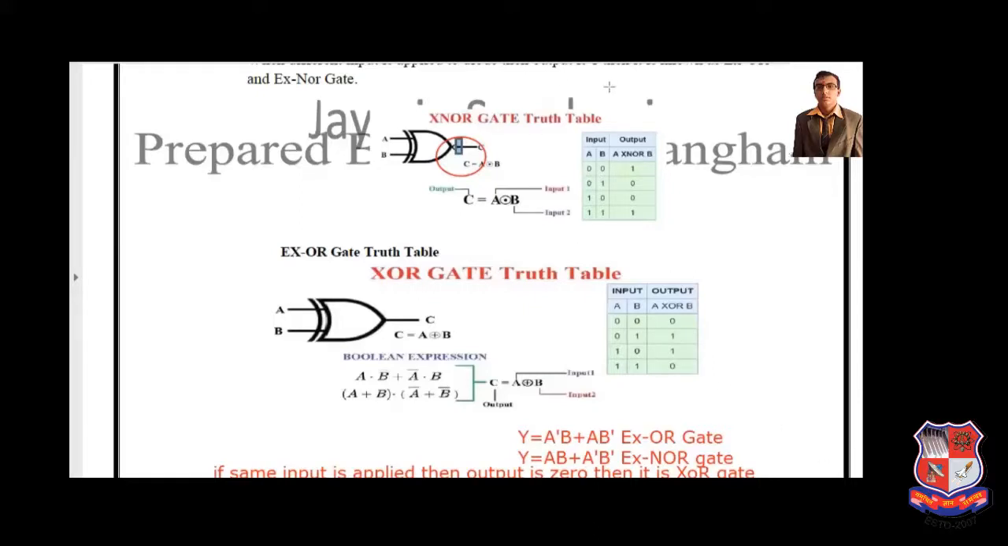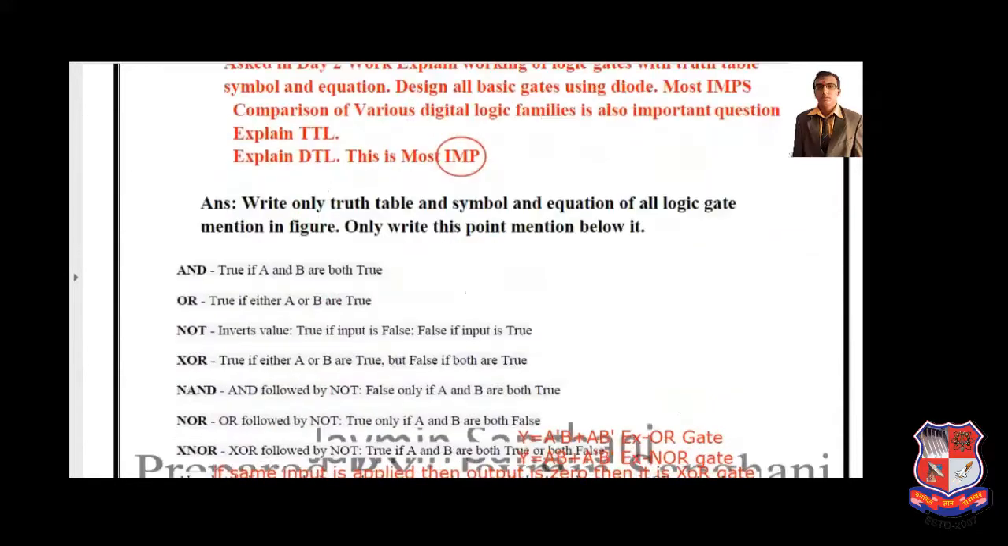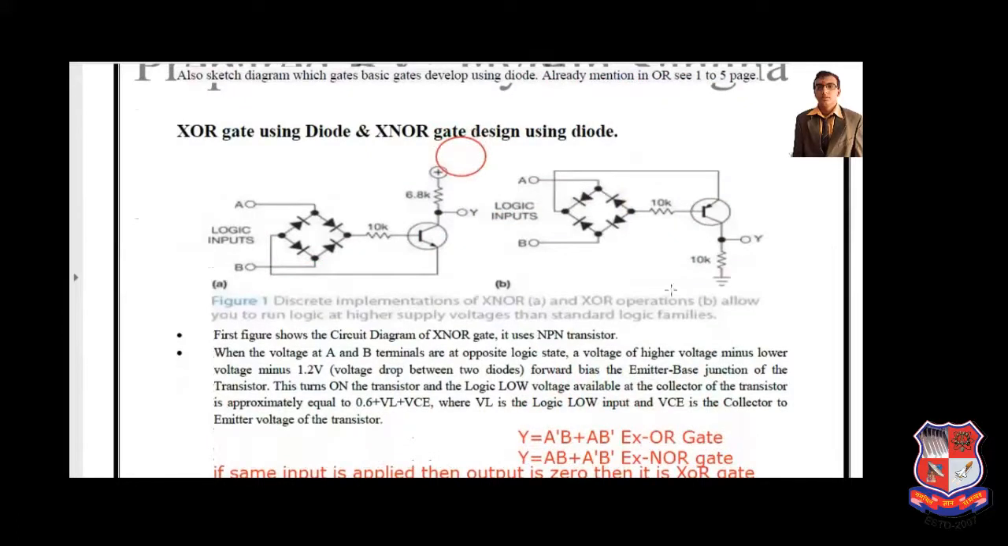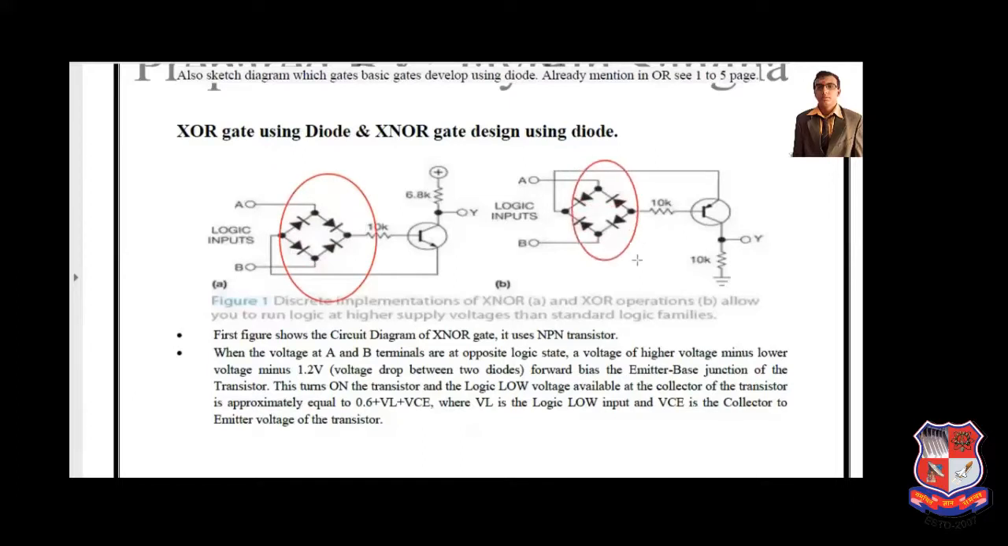And also we have discussed the last point, which is how to develop XOR and XNOR gate using diode. How to develop XOR and XNOR? It is nothing but a bridge rectifier. See this, it is known as the bridge rectifier diode position.